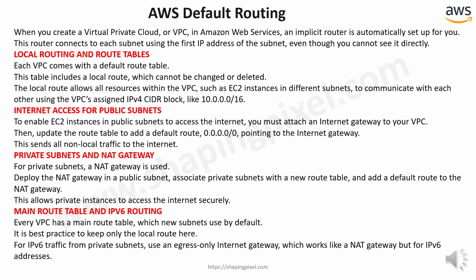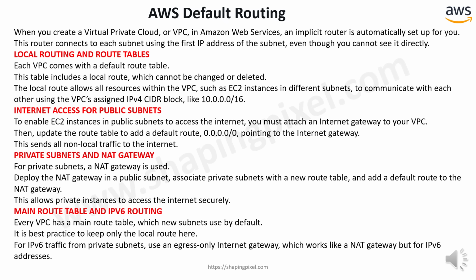For private subnets, a NAT gateway is used. Deploy the NAT gateway in a public subnet, associate private subnets with a new routing table, and add a default route to the NAT gateway. This allows private instances to access the Internet securely.